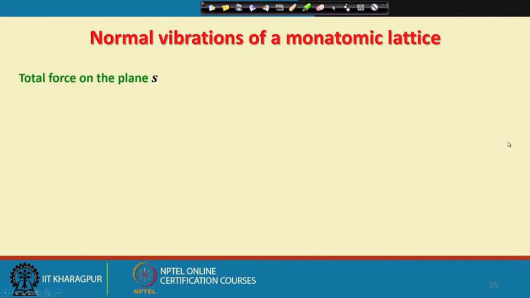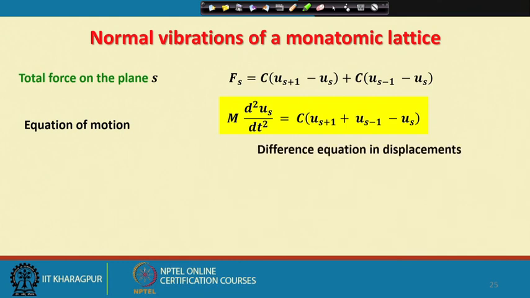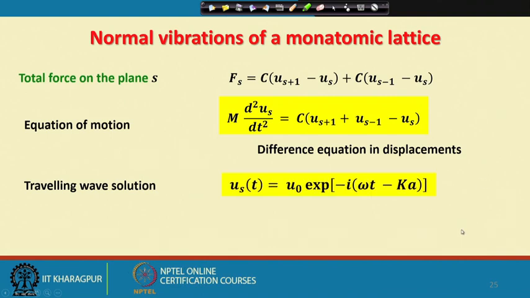So, basically then one can write down the total force on the plane in terms of the displacement, or the force acting on it because of its coupling to its nearest neighbors. The atoms on the s plane will be coupled to atoms on the s plus 1th plane and s minus 1th plane. So, the equation of motion of each atom on the sth plane will be given by an equation like this, which is a difference equation in displacements, and it has a solution which is known as a travelling wave solution, and it is given by this.